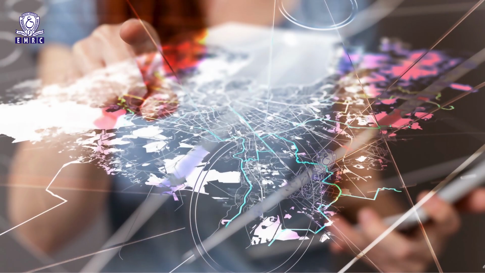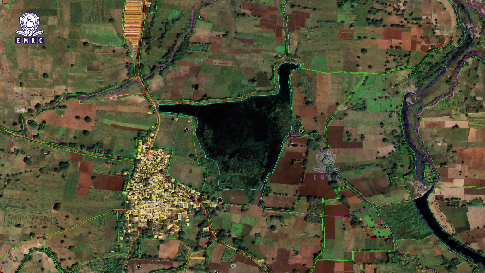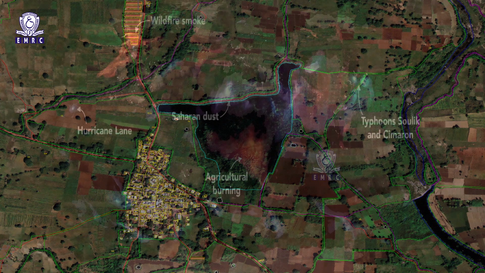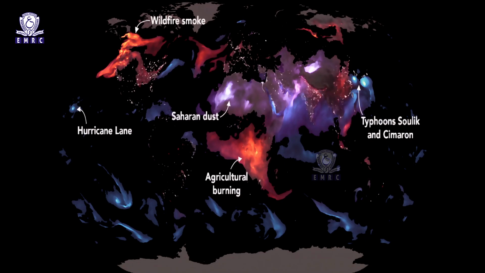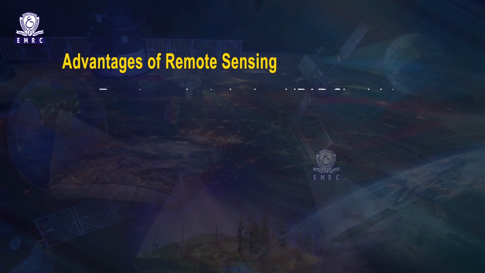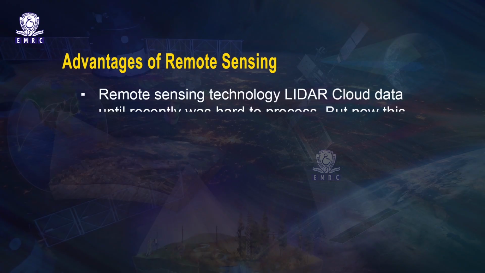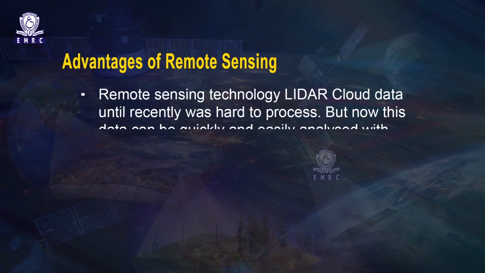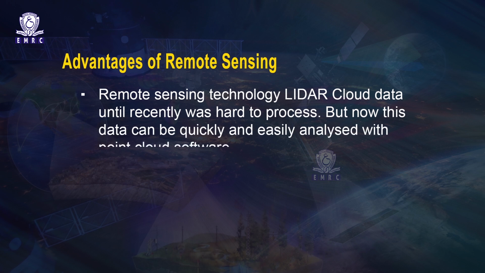However, the same information could also be used to analyze and plan new roads, or data collected from the forest to monitor the risk of wildfires could also be used to monitor biodiversity. Remote sensing technology, LiDAR, and point cloud data were until recently hard to process, but now this data can be quickly and easily analyzed with point cloud software.